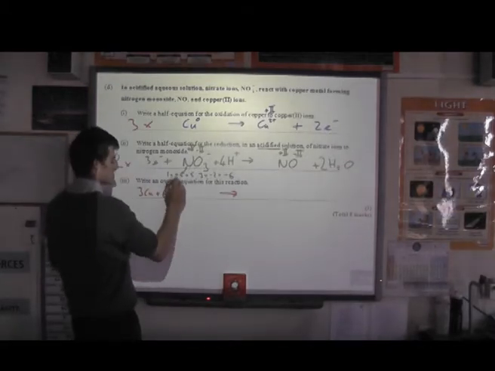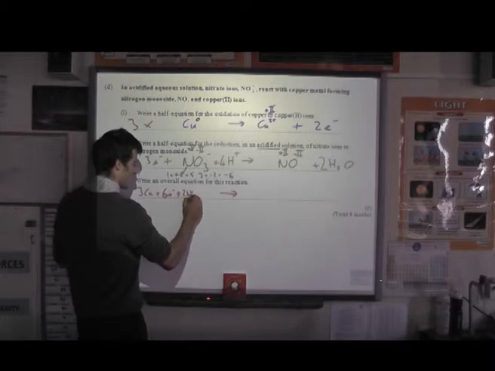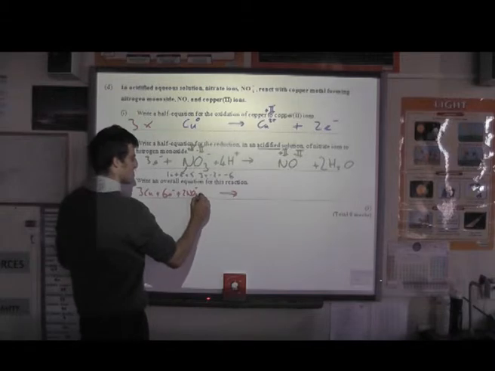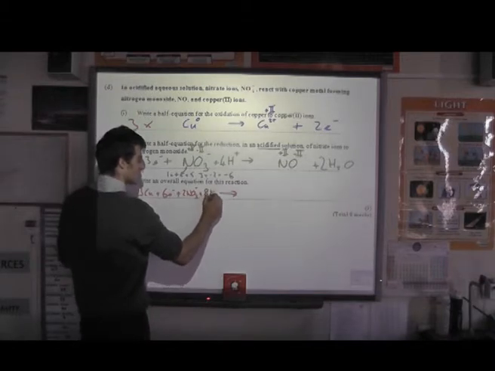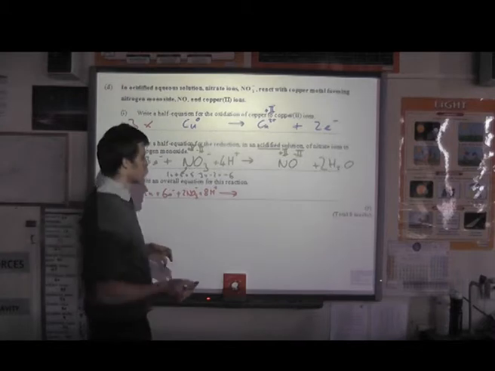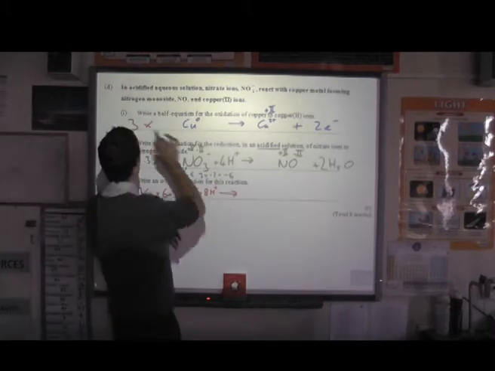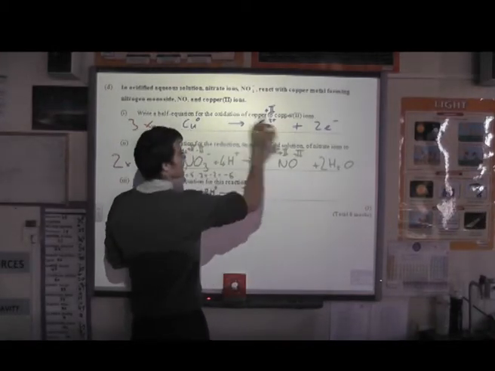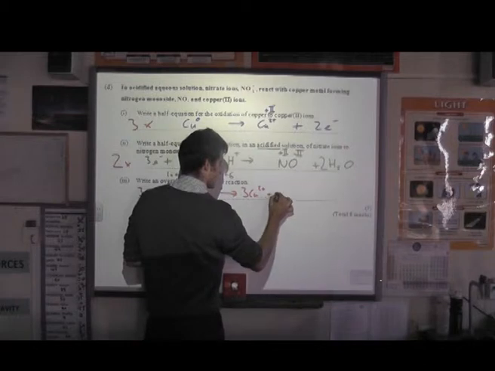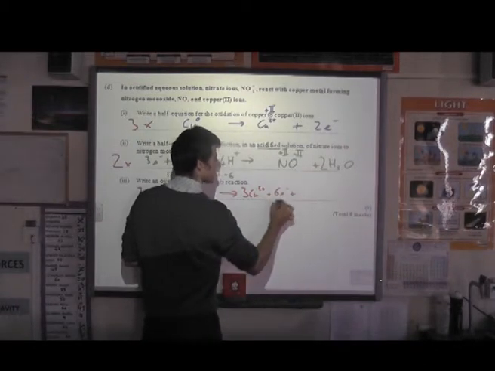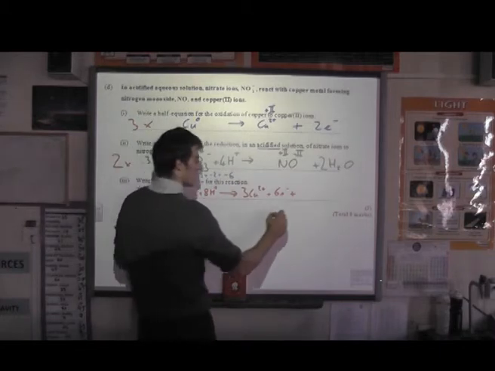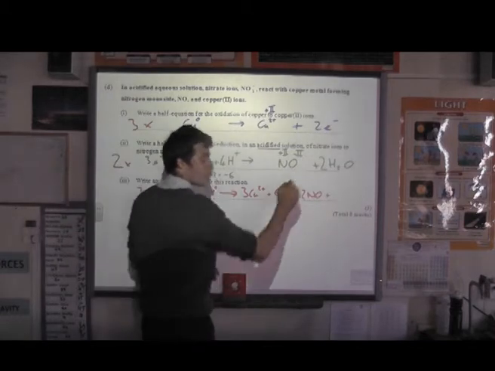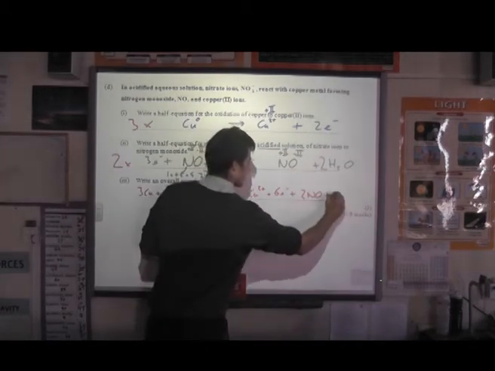Plus 2 times NO3 minus, 2 NO3 minus. 2 times 4 is 8, so plus 8 H plus. Nothing else there. Good, that's my reactants done. Products: 3 Cu2+, plus 6 e minus, 3 times 2, plus 2 NO, plus 2 times 2 H2O, 4 H2O.